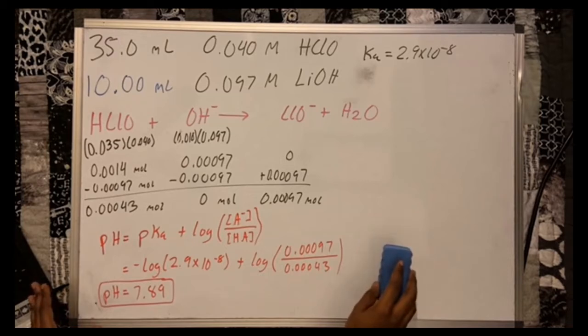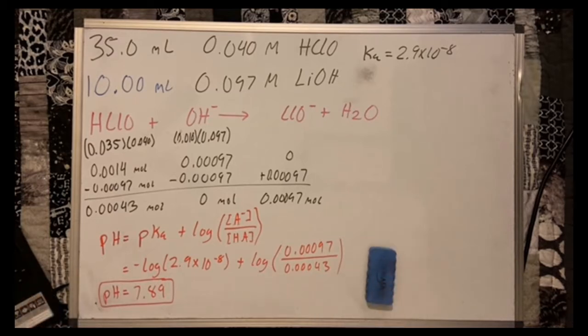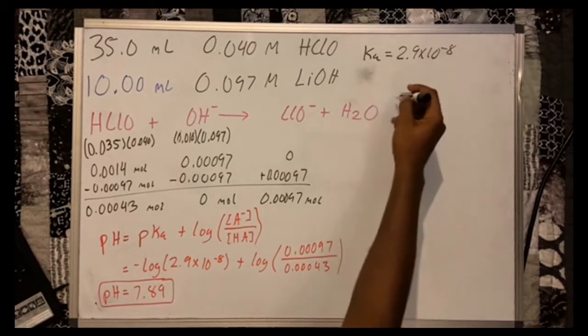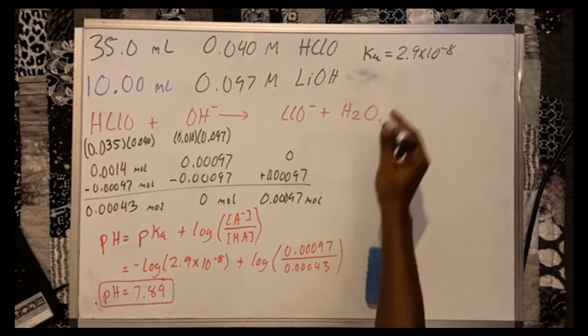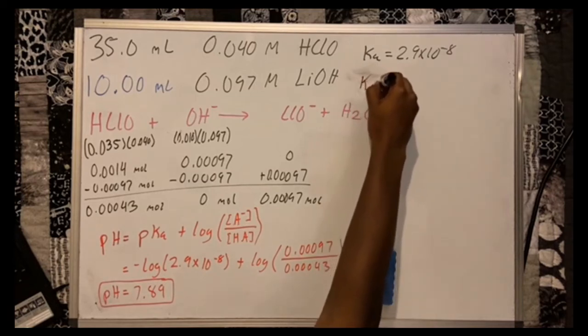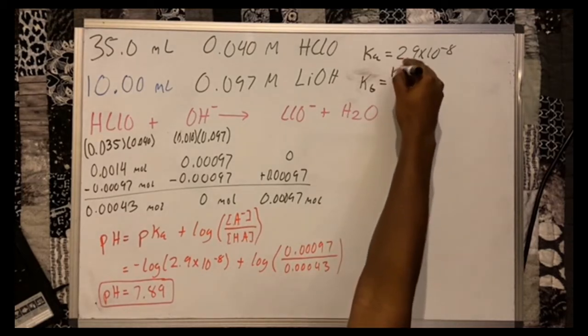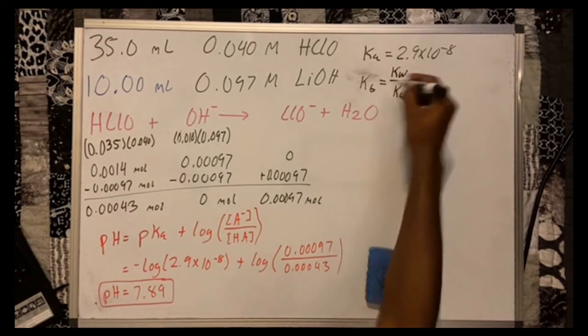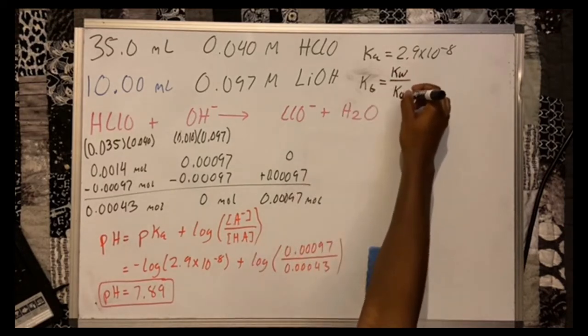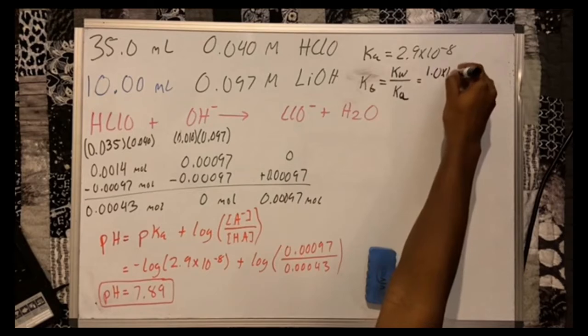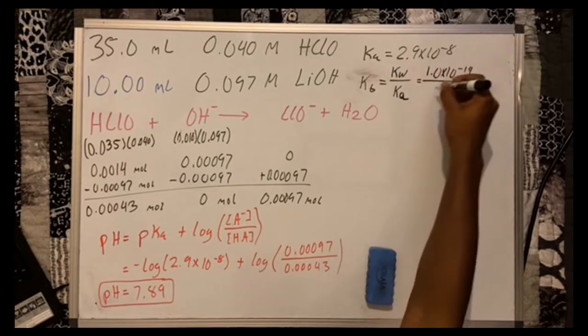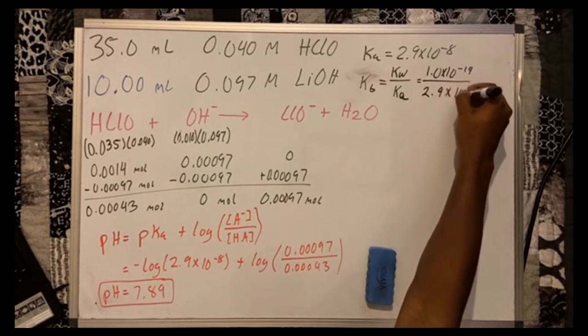If you have Kb, how you get Ka. It's actually the next part. Up here I have Ka. If I need Kb, which I do in the next part, it's Kw over Ka, right? That's Kb. And then Kw would be given to you. So that's 1.0 times 10 to the negative 14th over the 2.9 times 10 to the negative 8.